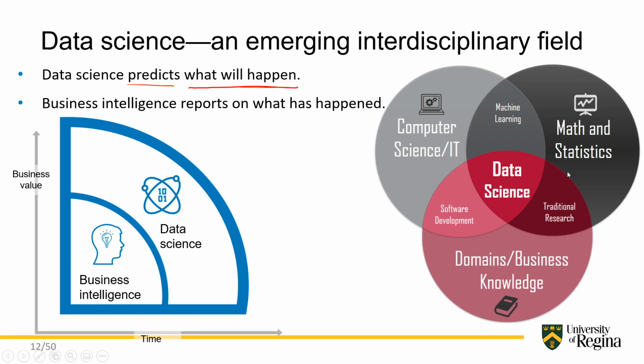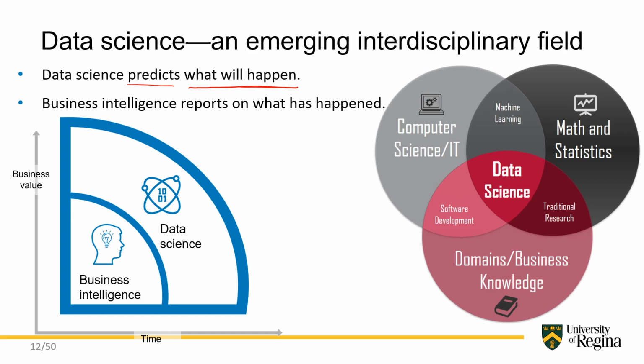This is a nice diagram. If you take a look at it, when computer science and IT merge with business knowledge, you have software development. Software development is when you try to solve a problem in a business by providing a software and service. So software development is an important part of data science.